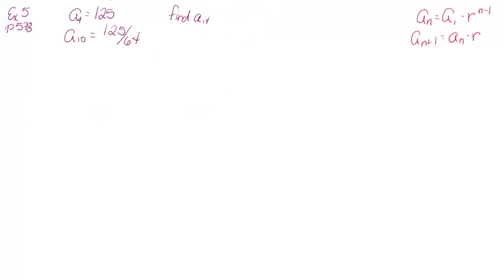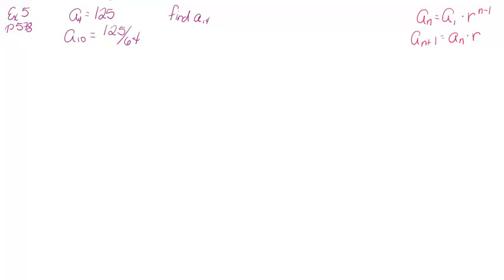So example 5 on page 578 is a little more complicated. They don't give us the first term, and they don't give us a sequence of terms, so we can't find the common ratio quite as simply. So they tell us the 4th term is 125, and the 10th term is 125 divided by 64, and they want us to find the 14th term.